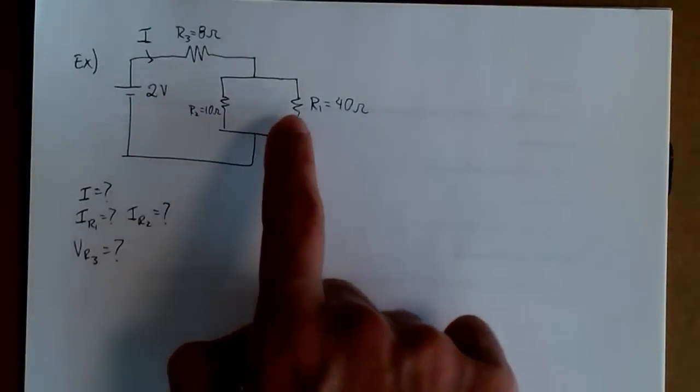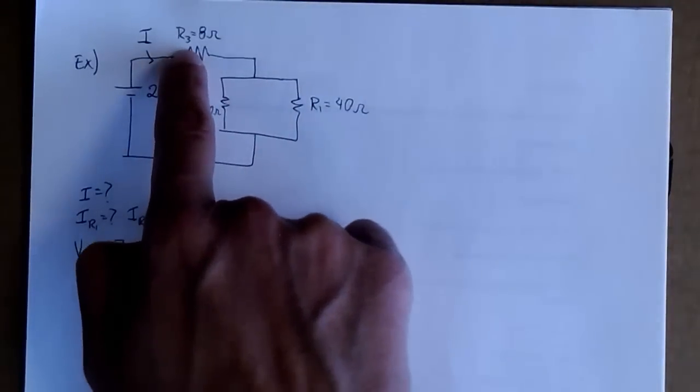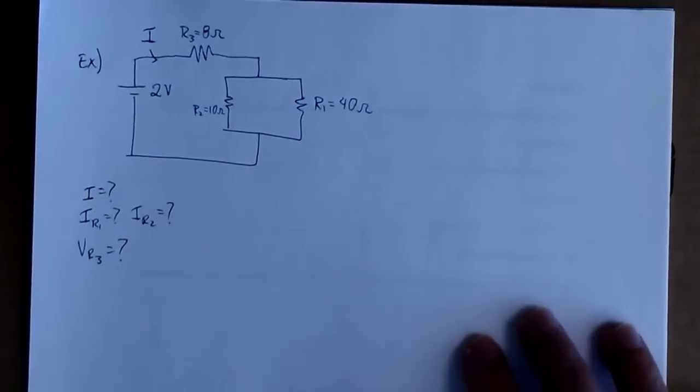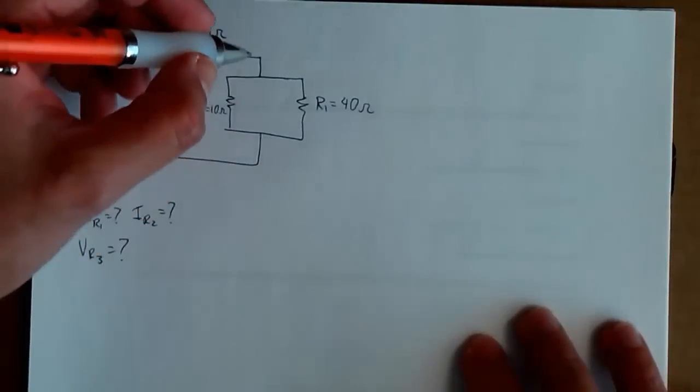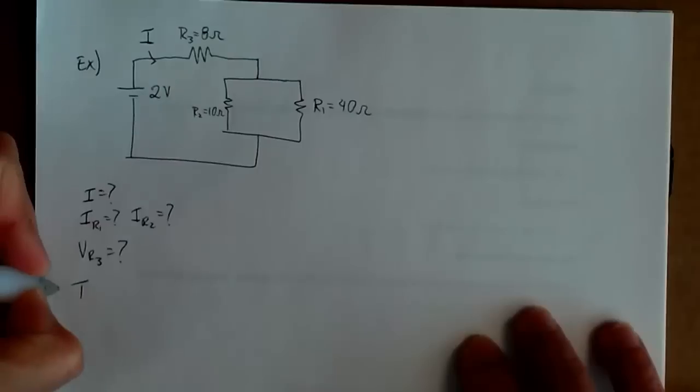In order to find the current, we can simplify the circuit first, and we do that then by recognizing the fact that R1 and R2 are in parallel. So we can just draw an equivalent circuit.